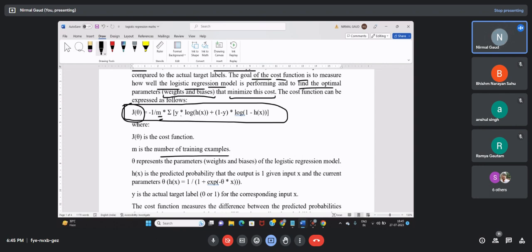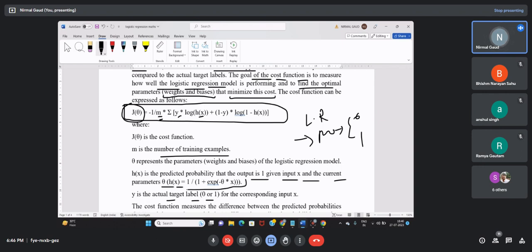y is your actual target, that is either 0 or 1, because we know that logistic regression works on a classification problem. And h(x) is the predicted probability. You very well know that in logistic regression we are going to achieve probabilities. We give the input, we get the probabilities, and we need to distribute these probabilities into classes. That's what our task is. So h(x) is the predicted probability that the output is 1 given the input x and the current parameter; h theta x is given by this equation.